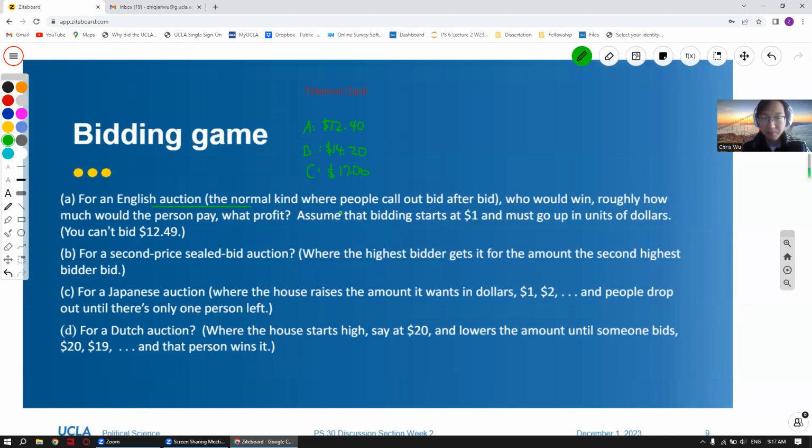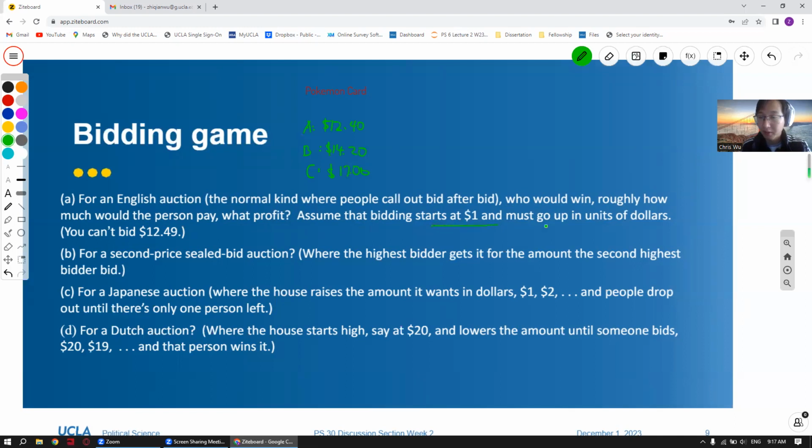So for the English auction, which is the normal kind, you don't need to know what is English, what is second price, what is Japanese. If it is given on the homework or on the test, it will be explained to you what they are. Where the normal kind, where people call out one bid after the other, who would win roughly, how much would the person pay, what profit? Okay, so that's the question.